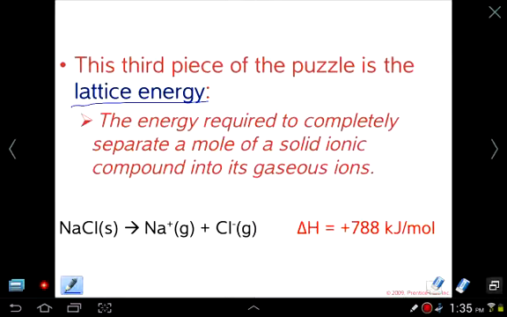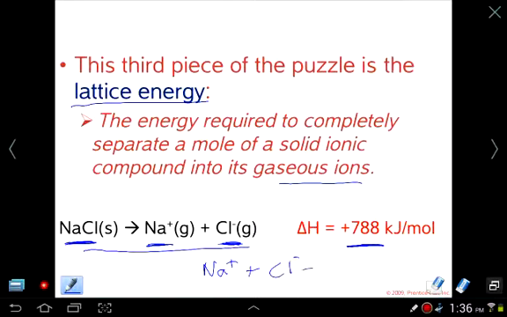Lattice energy, defined, is the energy required to completely separate a mole of a solid ionic compound into its gaseous ions. So we define lattice energy backwards, not when it's bonding, but when it separates. And here's how we write the lattice energy equation. We have sodium chloride, solid, and if you want to separate it into its ions in the gaseous state, it requires 788 kilojoules per mole, which is a pretty big number. This means when the opposite happens, when the sodium plus and the chloride minus come together to form sodium chloride, they will release this much, 788 kilojoules, and that's kind of the idea.